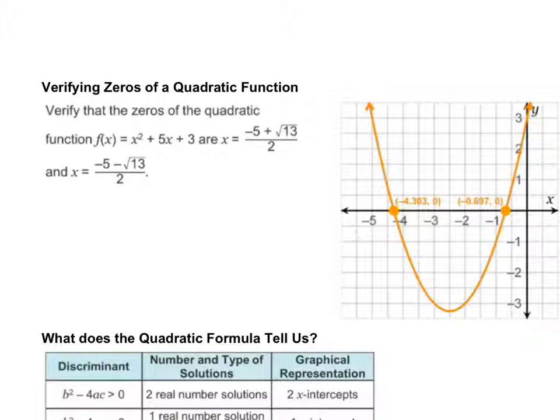And what I want to do is just verify that these are, in fact, the values that we should get. Now, when you graph this function, you get these values. You get that x is equal to negative 4.303, and you get that x is equal to negative 0.697. Now, it's pretty easy to identify these, but when you have the decimals, you have to go into Desmos and check these values as well.